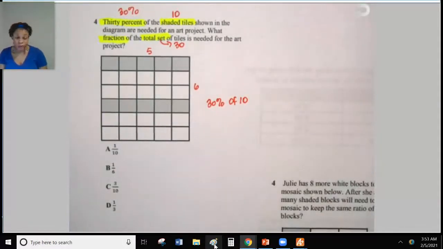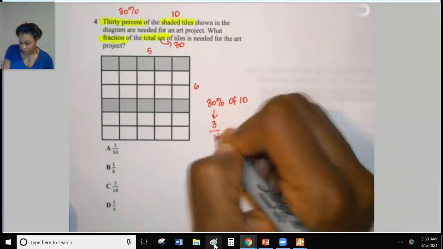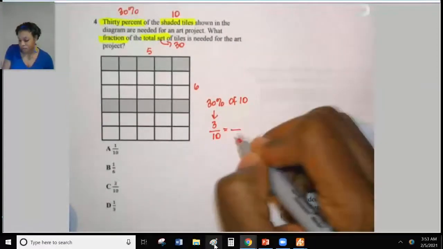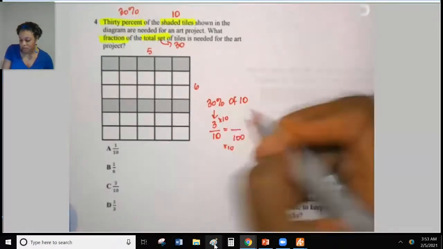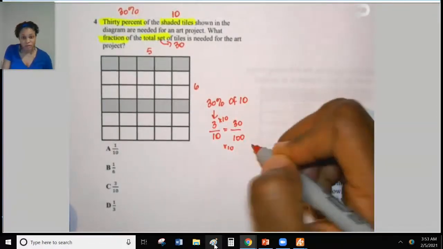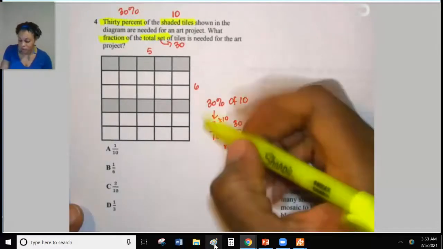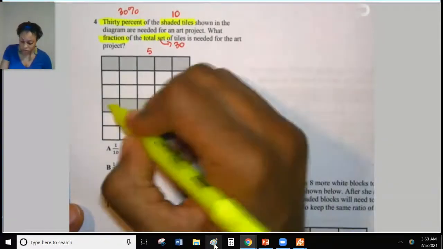So hopefully you remember that 30% in a fraction form is 3 out of 10, right? Because if we set that up to be 100, I would multiply times 10 times 10, and that will give me 30%. Remember, percent is out of 100. So 30% of these tiles we need for the project. That means I would only need 3 out of these 10, okay? So let's say we need these 3.